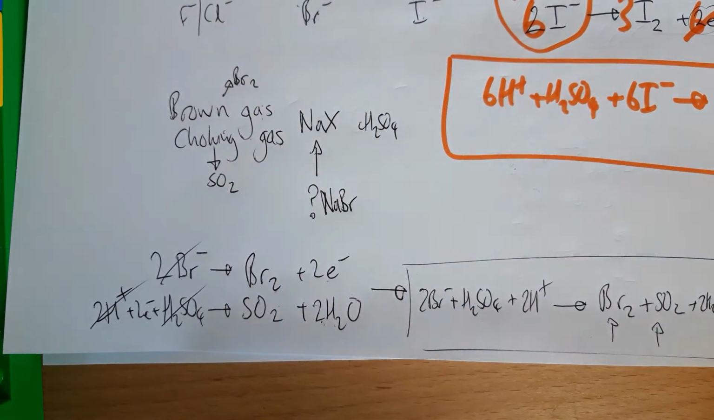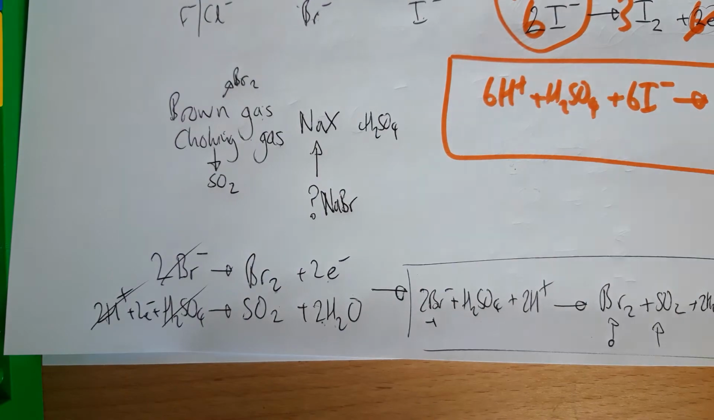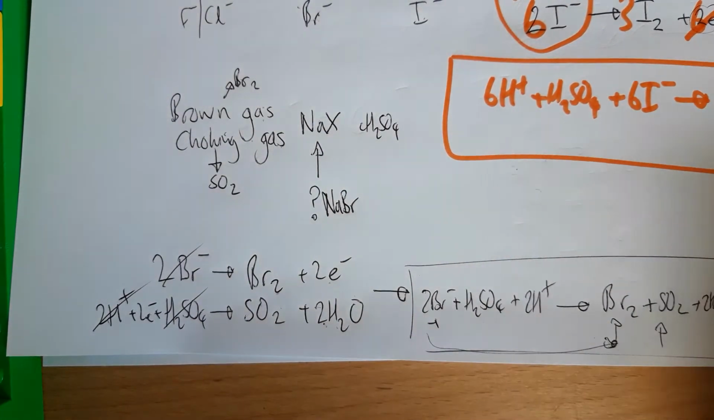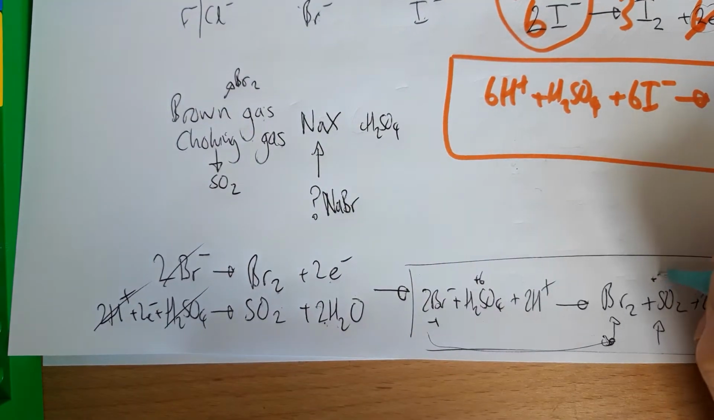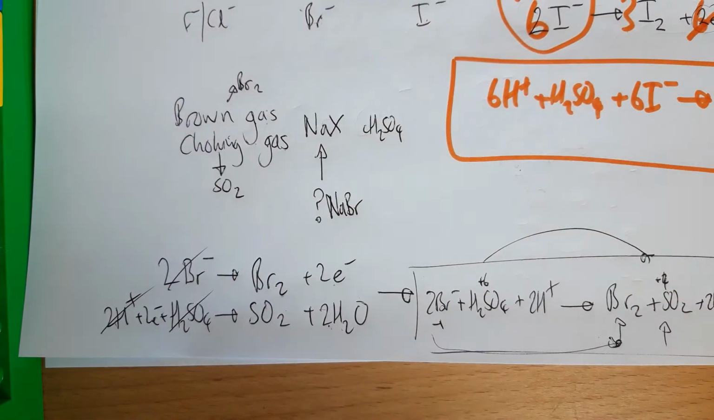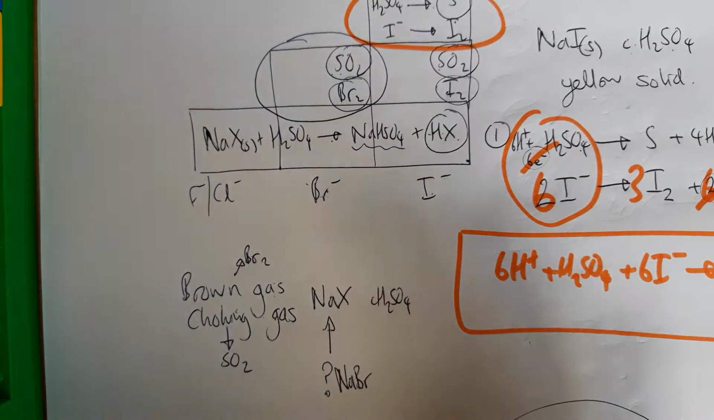Is this a redox reaction? Of course it's a redox reaction. -1, 0. The bromide has given up its extra electron. H2SO4, plus 6 to plus 4. It's redox. So, that's just showing you an example.